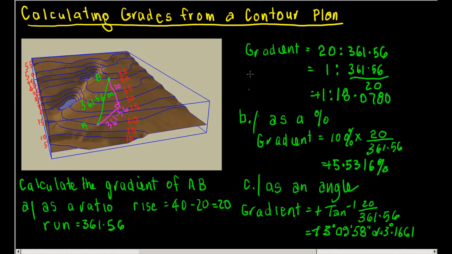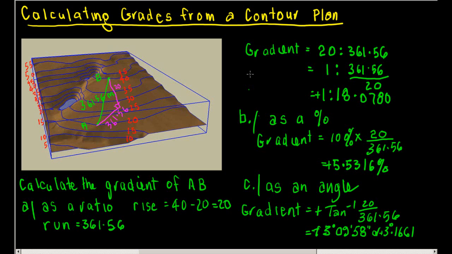Now, we always like to have the 1 in the front, so just divide through by the 20. 20 divided by 20 is 1, and 361.56 over 20 gives us a gradient of 1 to 18.0780. I've just kept that to 4 decimal places because, quite frankly, my calculator was at 4 decimal places because I'm using it for degrees, minutes and seconds, as you'll see below. But generally 2 decimal places is possibly enough. It just depends on how accurate you want to be.